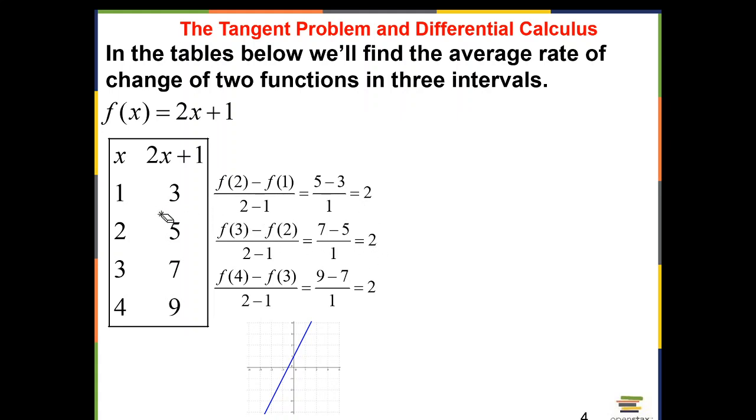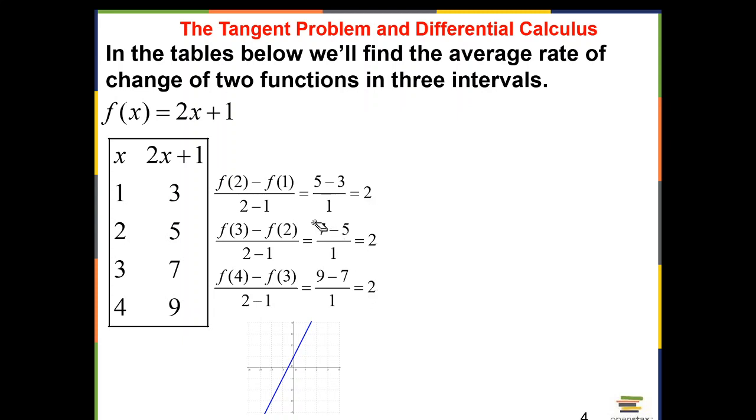Notice that it doesn't change whether you go from 1 to 2 or 2 to 3 or 3 to 4. The rate remains the same. When you go from 1 to 2, the y values go from 3 to 5, so 2 units of change for 1 unit of change of input value. And the same is true here. From 2 to 3, we go from 5 to 7. From 3 to 4, we go from 7 to 9, and so forth. So you see, the rate doesn't change.